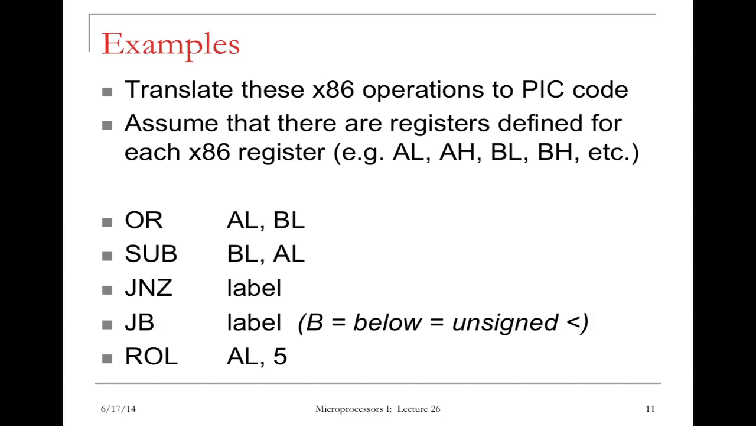Here I have a few more examples of Intel 8086 assembly language instructions, and I would like you to work on these examples to translate them into PIC assembly language instructions. And let's assume that these registers AL, BL are declared somewhere at the beginning using CBLOCK for the PIC. So in the instructions, you can use them directly. I'll give you 1 minute to work on these instructions.